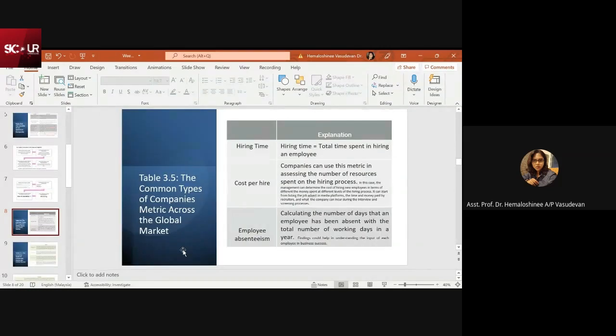So the next point will be the common types of company metrics across the global market. What are the common types of company metrics across the global market? First, they will look at hiring: the total time spent in hiring an employee, cost per hire, and employee absenteeism.